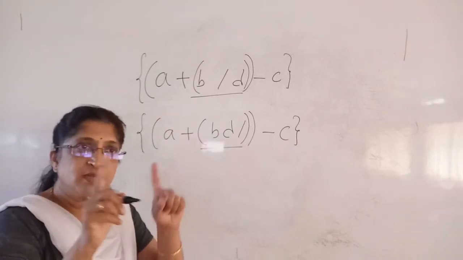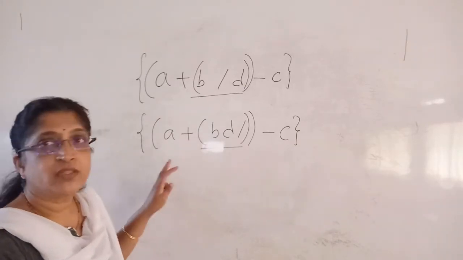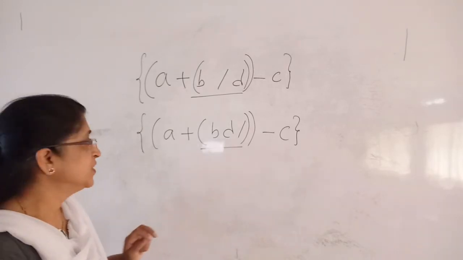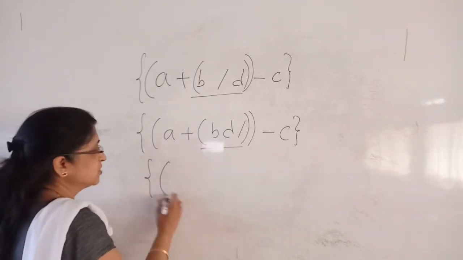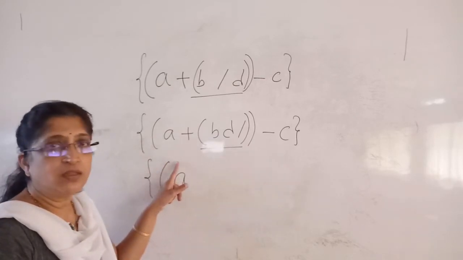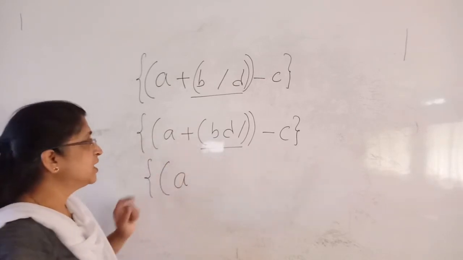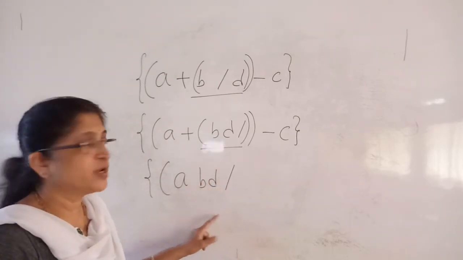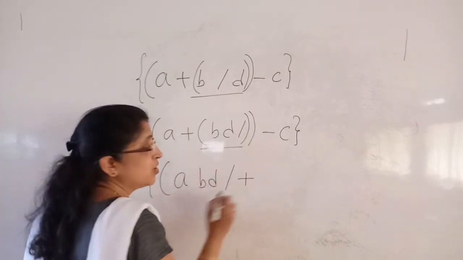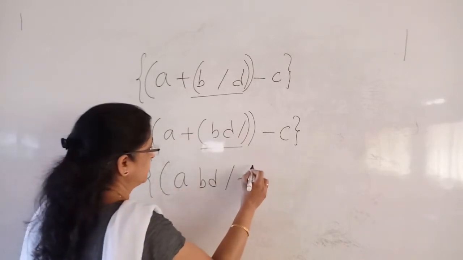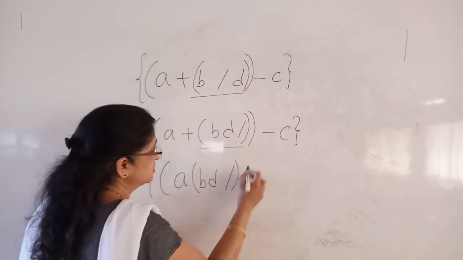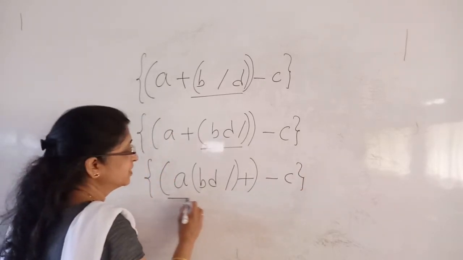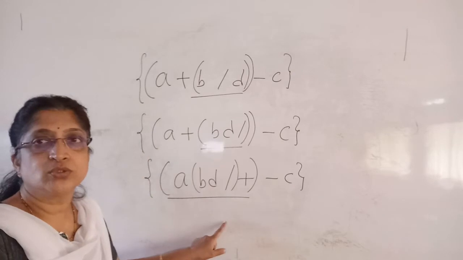Now we have to convert the next innermost parenthesis. So the next innermost parenthesis is A plus BD slash. So now this has to be converted. So now you have A is the first operand for addition. Then the second operand is BD slash. Write the operator. Now this is one parenthesis, then this is the other one, then minus C. So now we have converted this also to the postfix form.